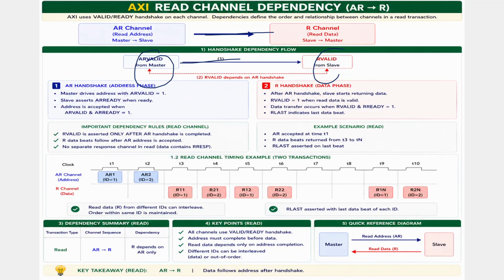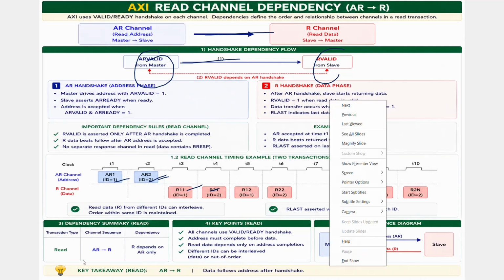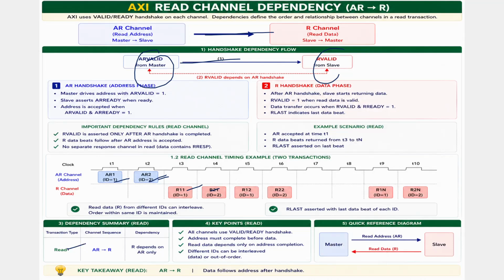Same thing, interleaving is happening. So AR1 and AR2, ID1 and ID2, and responses come in any order. Sorry, we only have address and data signals here. So what are the dependencies? For the read transaction we are doing, AR to R, after setting the address, then only we send the data. So R depends upon AR only.